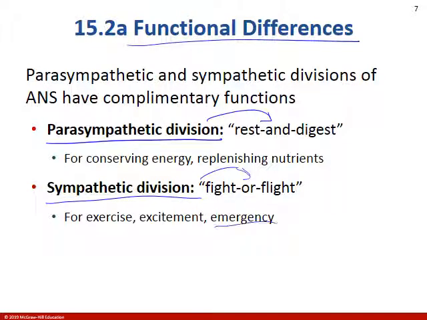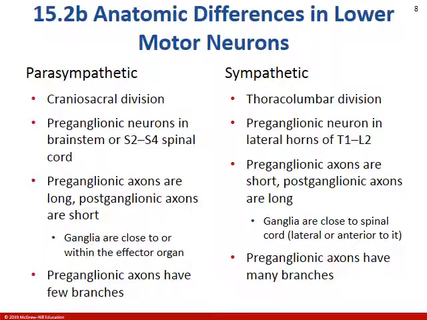So this is an emergency, you're running away from something, but you also are activating the sympathetic division when you exercise. So the anatomical differences between these two divisions, one is where they exit the spinal cord. So craniosacral would be parasympathetic, thoracic, lumbar would be sympathetic.